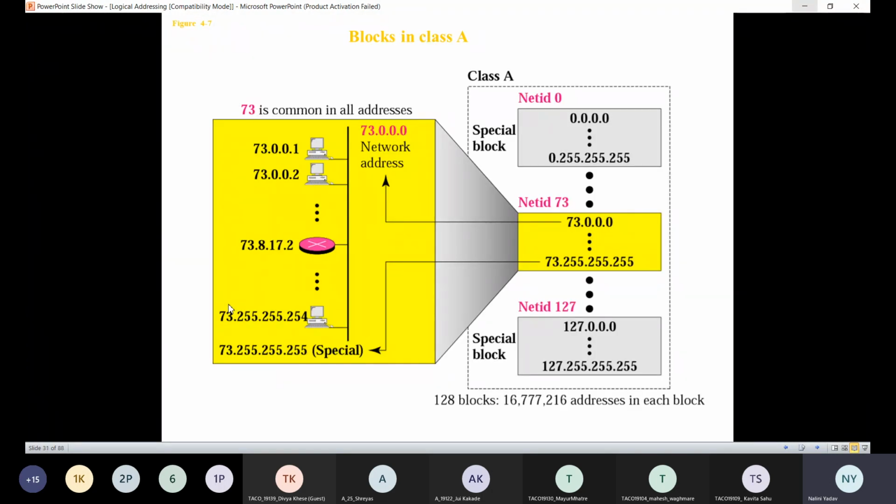Now look at it again pictorially. What is shown here? What is my network address? Here the network address is written in pink. It is 73.0.0.0. So whatever machines are attached to this network will have IP addresses starting from 73, varying from 0.0.0.1 to 255.255.255. Correct? Now look here: network ID 0, network ID 73, network ID 127. So like this, class A will have multiple network IDs, and they will be laid out like this, as given in yellow color. Correct?